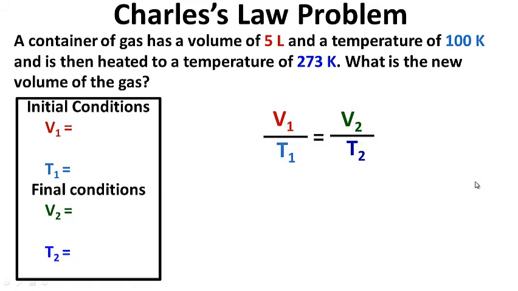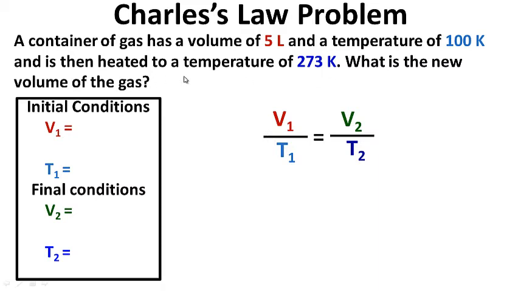All right, so here's an example of a Charles' Law problem. A container of gas has a volume of 5 liters, and it's at a temperature of 100 Kelvin, or K. And then we heat up the gas to a temperature of 273 Kelvin. What is the new volume of the gas?